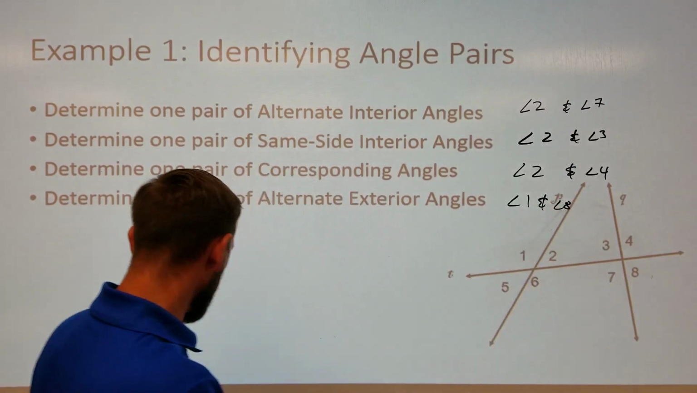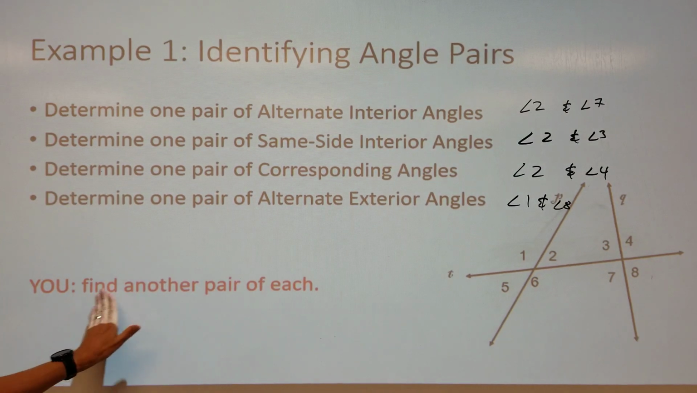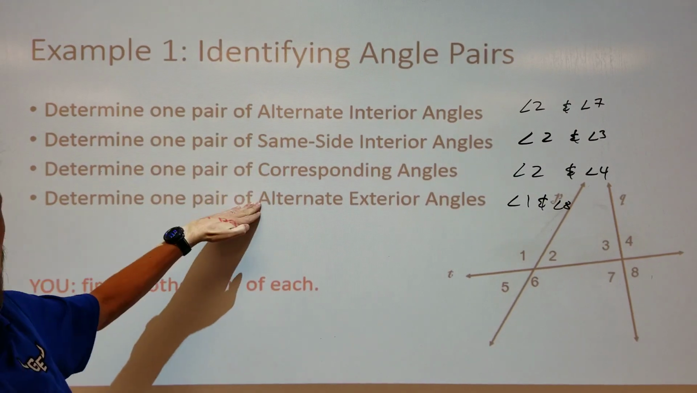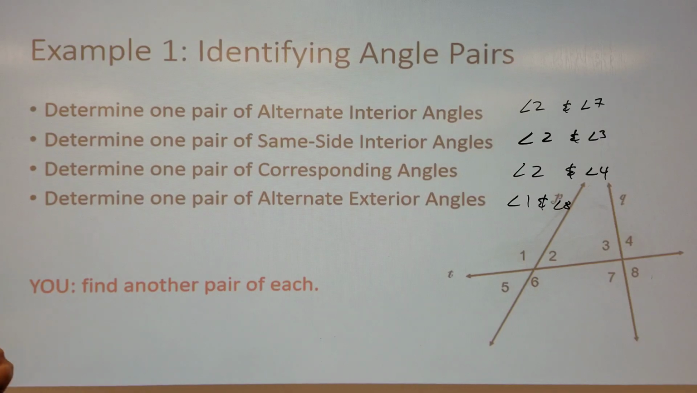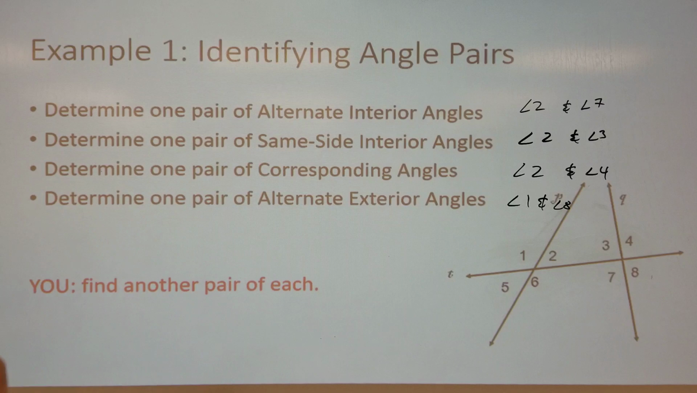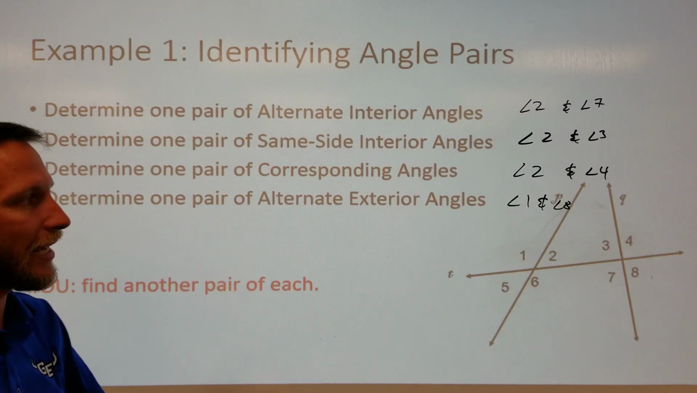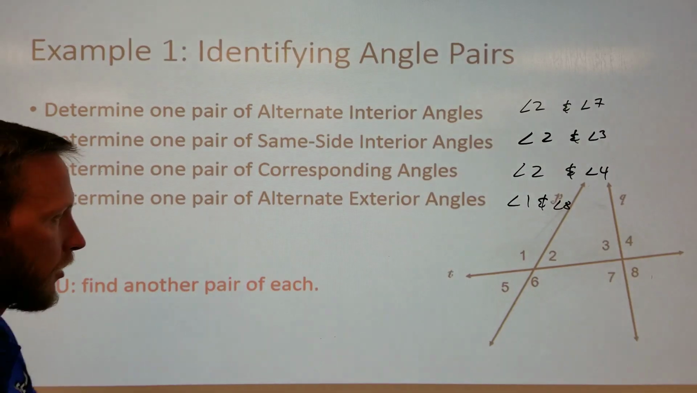What I would like for you to do, and then put a box around this in your notes, is find another pair of each of these and put them in a separate little box so I can check that on your notes. Name another pair of alternate interior angles, another pair of same side interior angles, another pair of corresponding angles, and another pair of alternate exterior angles. You can pause the video if you want.